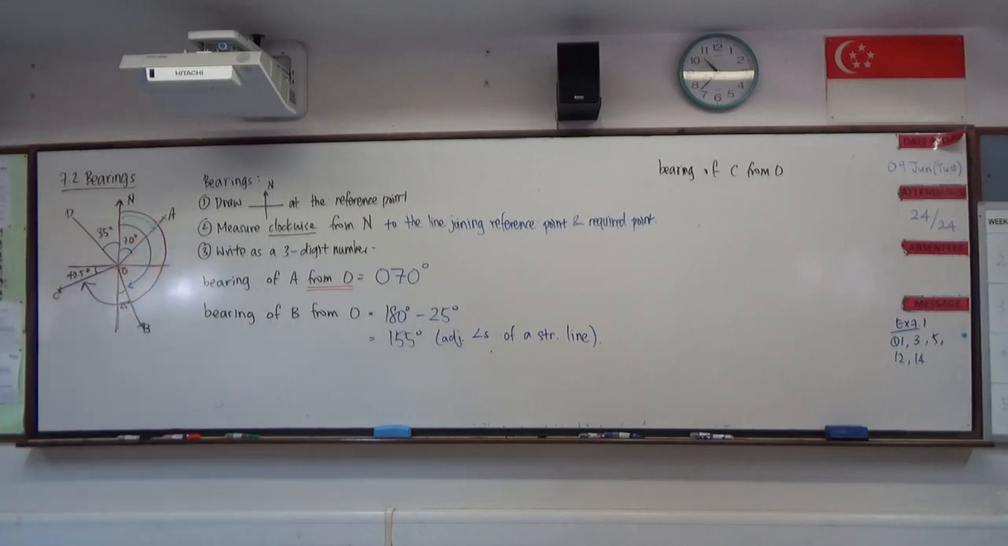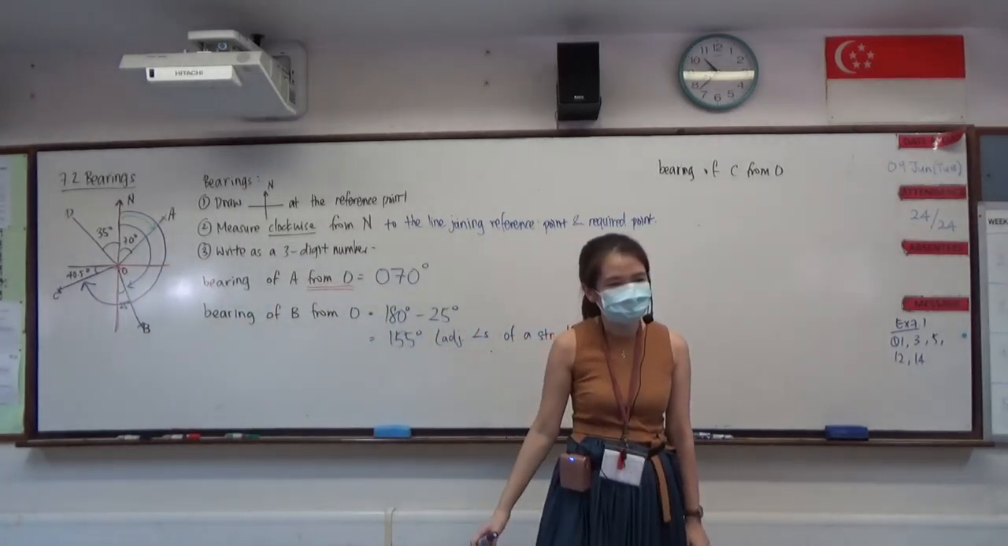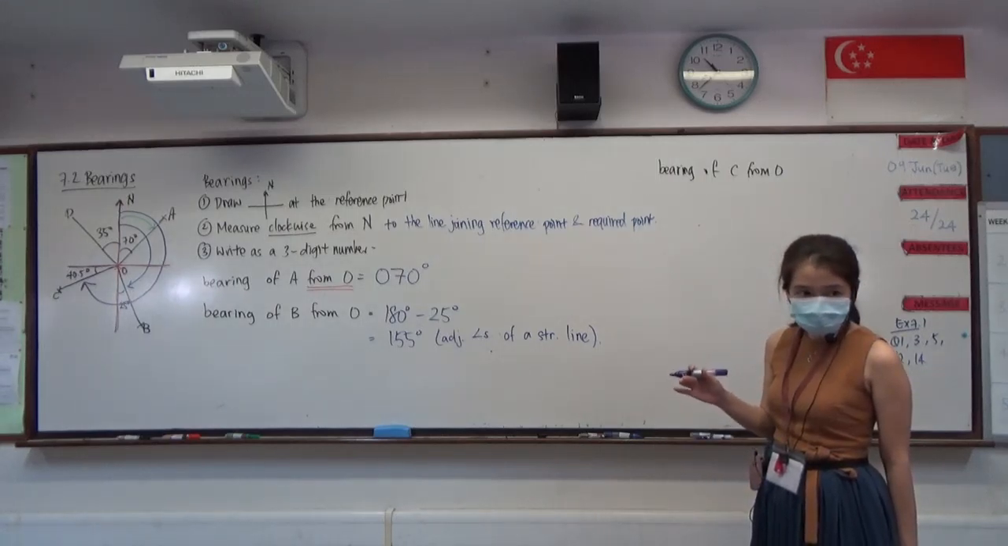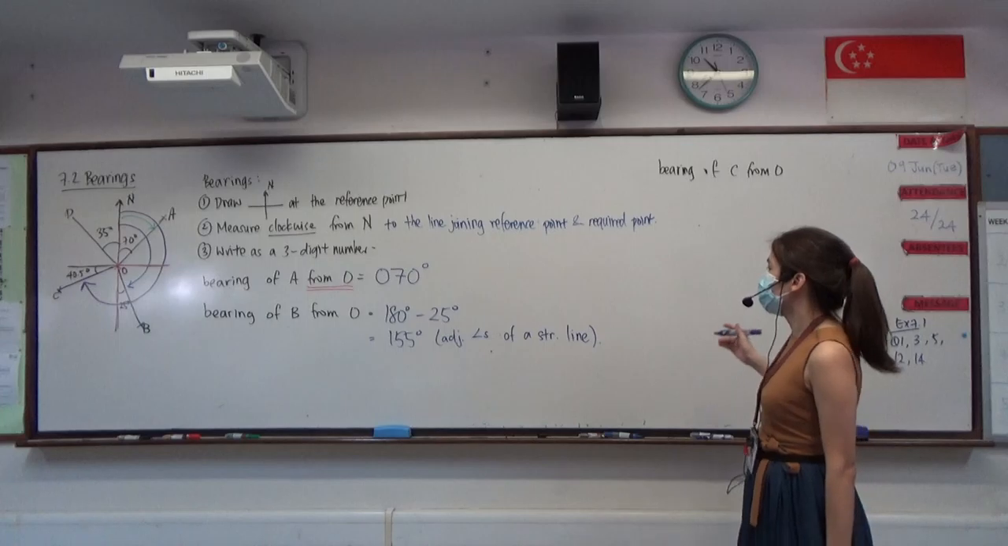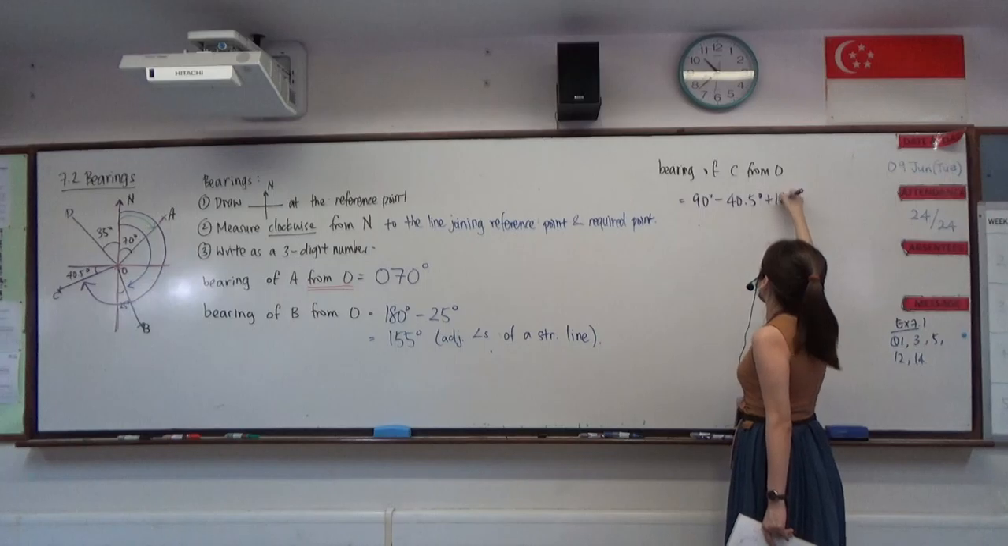Can you tell me a single-step method or a single-step solution to find out what this bearing is? How will we find the bearing here? How should we go about doing it? Joshua, what do you think? No need to take off your mask. 90 minus? Uh-huh. Okay, so what Joshua says is to take 90 minus 40.5 plus 180.